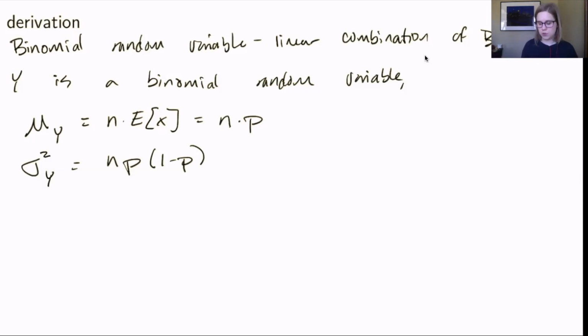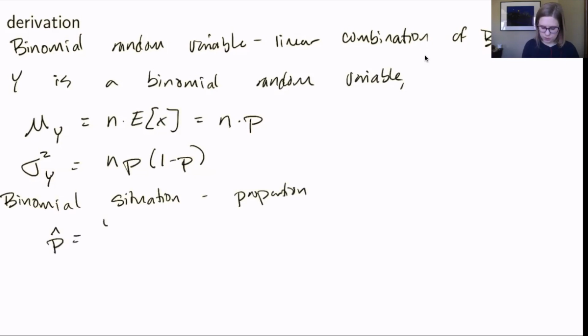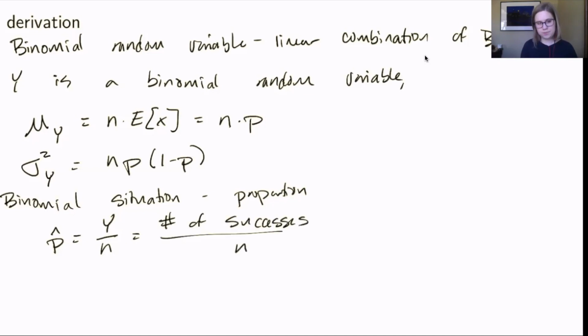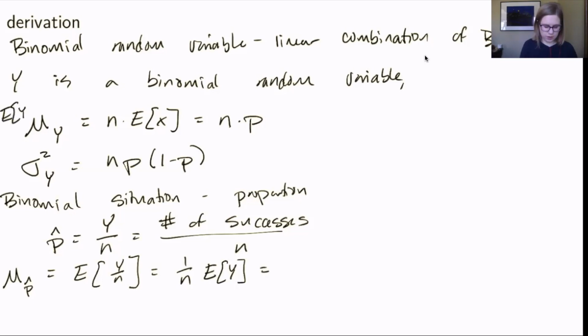But for a proportion, we actually want the binomial situation where our p hat is going to be equal to y divided by n. So that's the number of successes divided by n. And then I want to find the mean of the random variable p hat, and that's going to be the expected value of y over n. And I can pull out that 1 over n, so 1 over n times the expected value of y. And then I know the expected value of y from up above. So this is 1 over n times n p. And then my n's are going to cancel, and my expected value is just p. So that's great. If we have a proportion, our expected value is that probability.